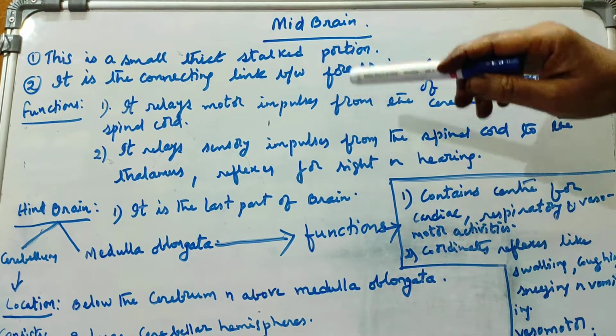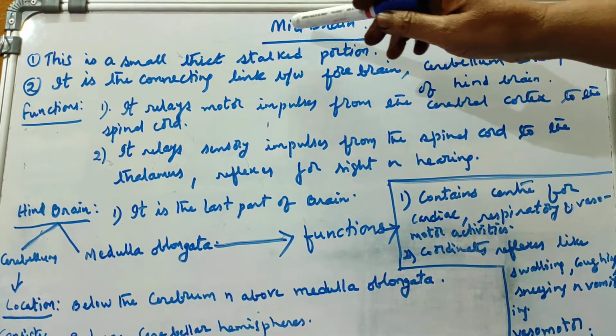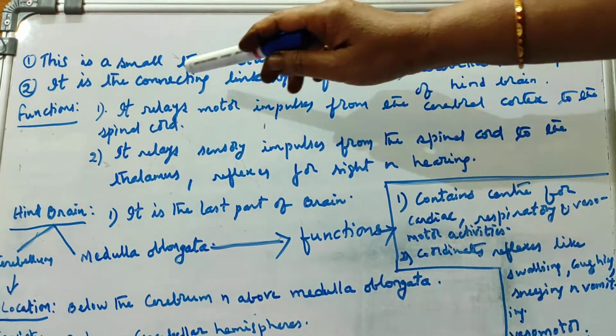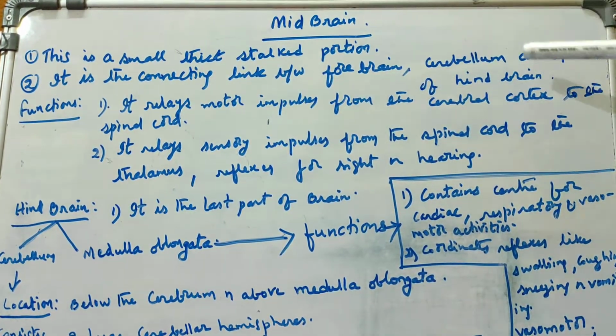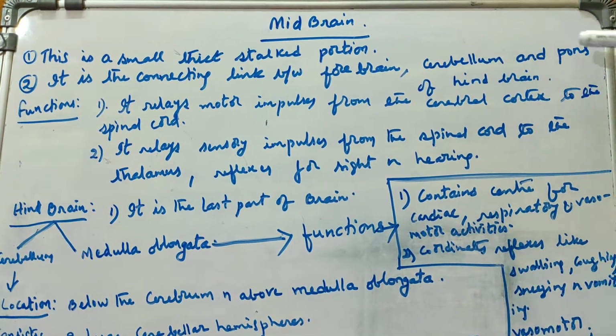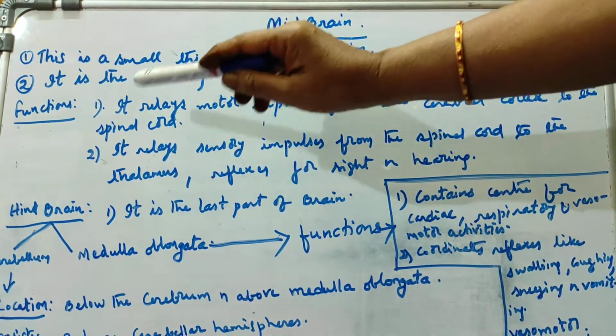Okay, so this is a connection between the forebrain and hindbrain. Between these, the midbrain will be there, and this is the stalk-like portion. And it is the connecting link between forebrain and hindbrain. Okay, cerebellum and pons also will be there. Okay, then functions. What are the functions of this?